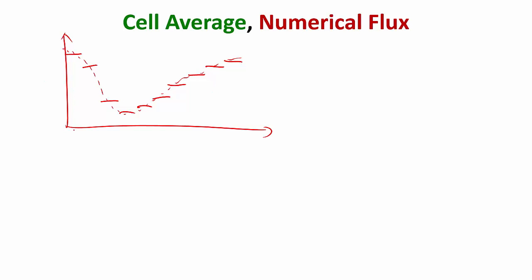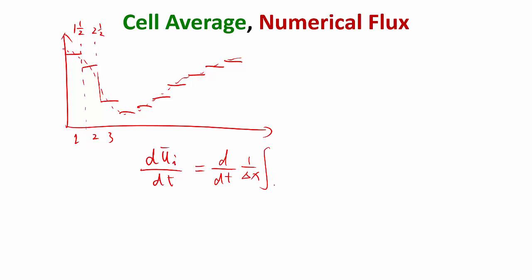So let's say we have the first cell, second cell, third cell, etc. And the cell interfaces are identified by 1.5, 2.5, etc. These are the interface points. And the finite volume scheme basically says that the dui dt, these are the cell averages, is equal to d dt of the definition of the cell average, from I delta x to I plus 1 delta x.